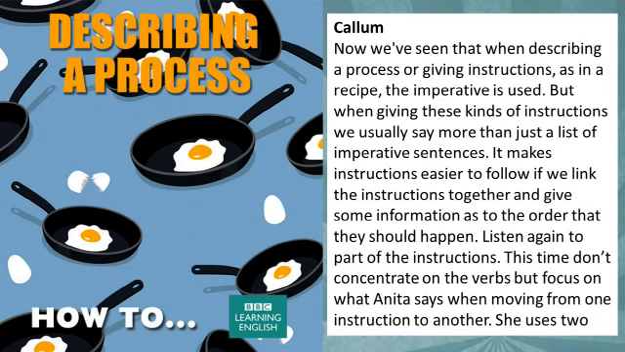Now, we've seen that when describing a process or giving instructions, as in a recipe, the imperative is used. But when giving these kinds of instructions, we usually say more than just a list of imperative sentences. It makes the instructions easier to follow if we link the instructions together and give some information as to the order that they should happen.